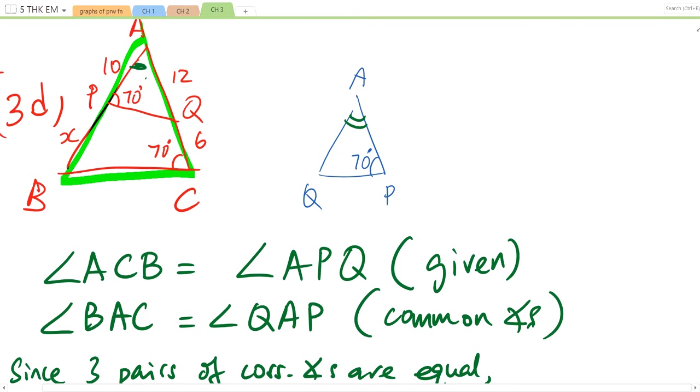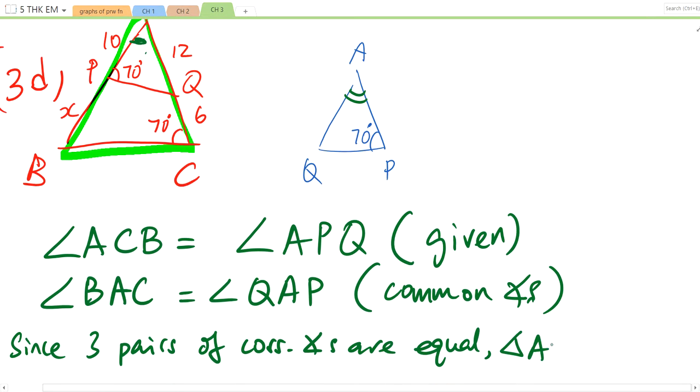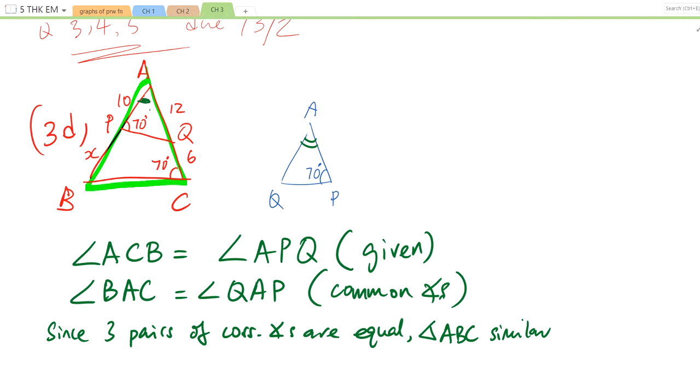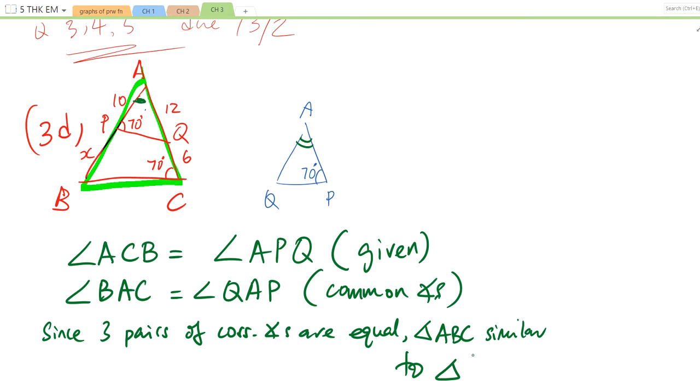therefore we say that triangle ABC is similar to triangle APQ. Am I right? Yes. Am I right? No. AQP. You must be very careful. You know, sometimes I make mistakes.